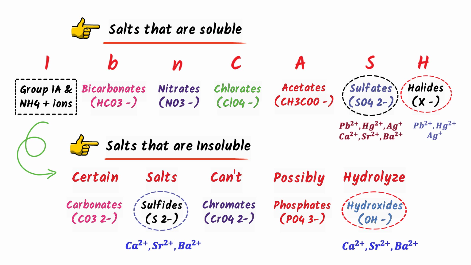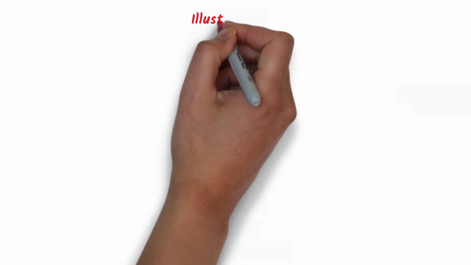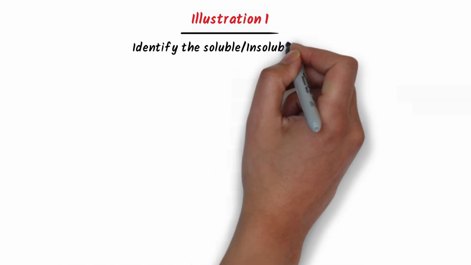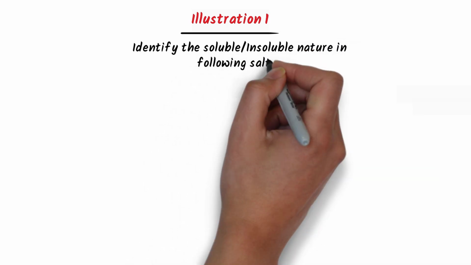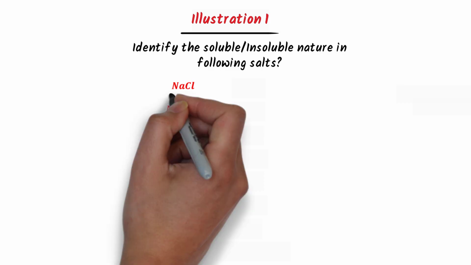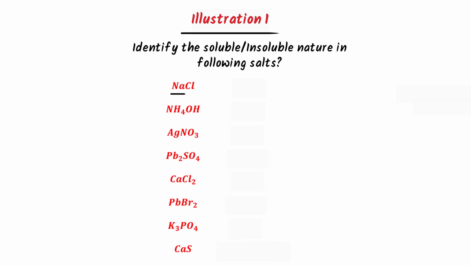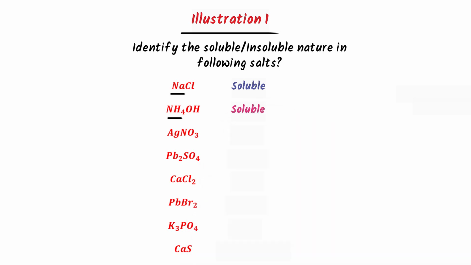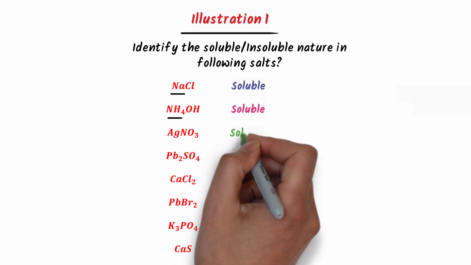This can be illustrated as follows. We have the first illustration that says, identify the soluble or insoluble nature of the following salts. The first salt is sodium chloride. As it contains Na+, being a group 1A member, clearly irrespective of the anion present, it will be soluble. Similarly, we have ammonium hydroxide. The presence of the ammonium ion guarantees the soluble nature of such a salt. Now we have silver nitrate. As we know, nitrate salts are all soluble, so this will be soluble.